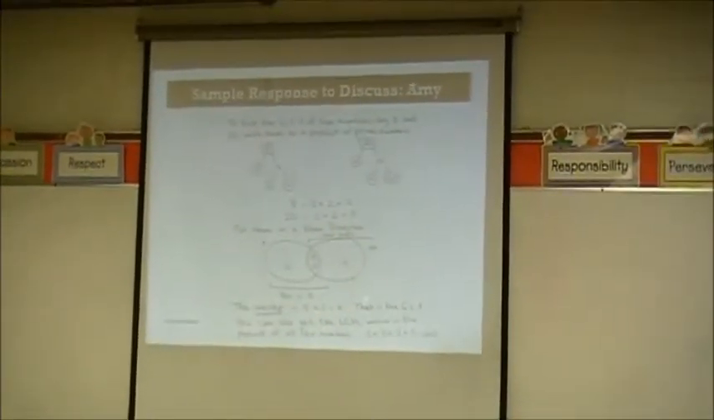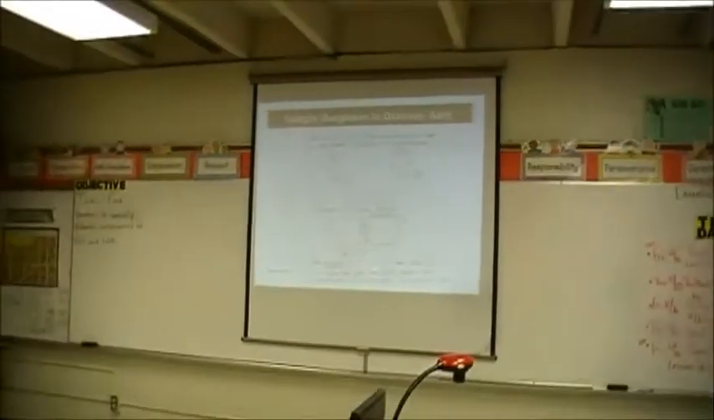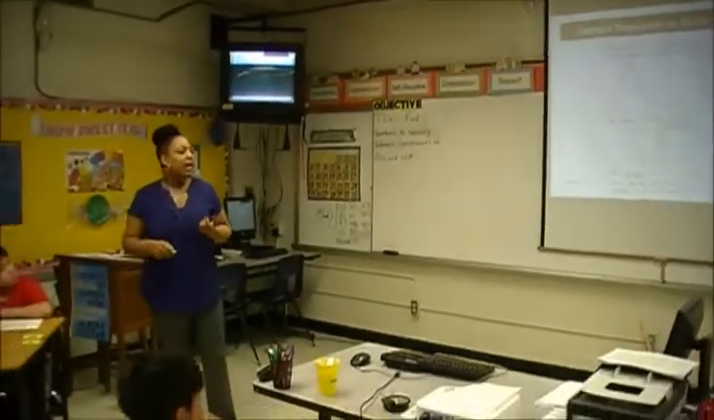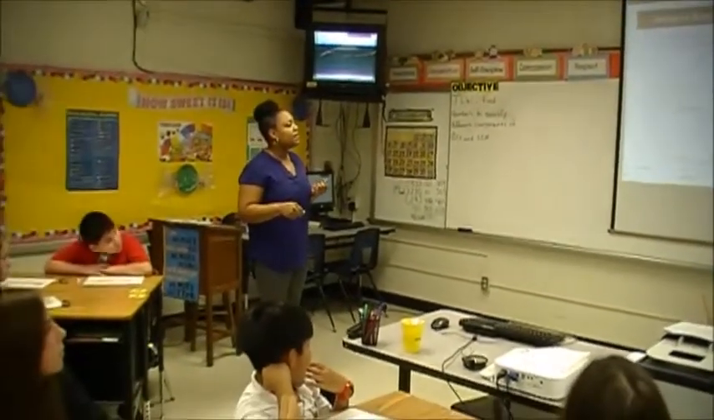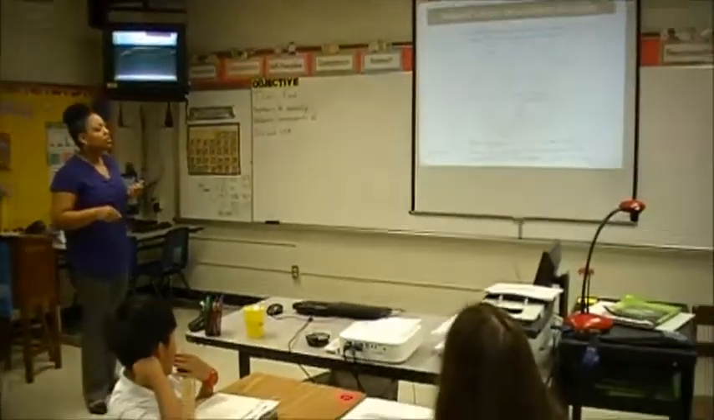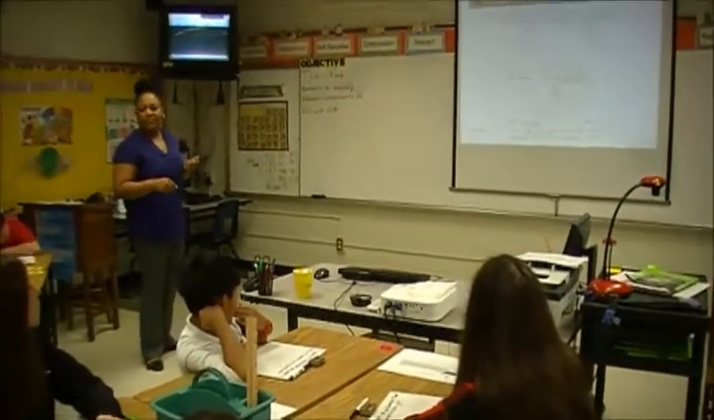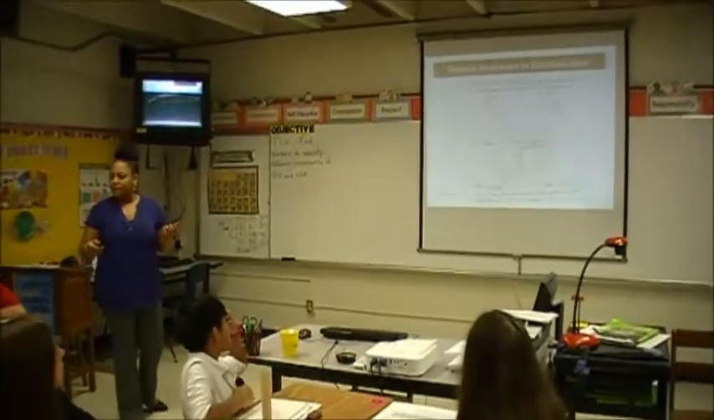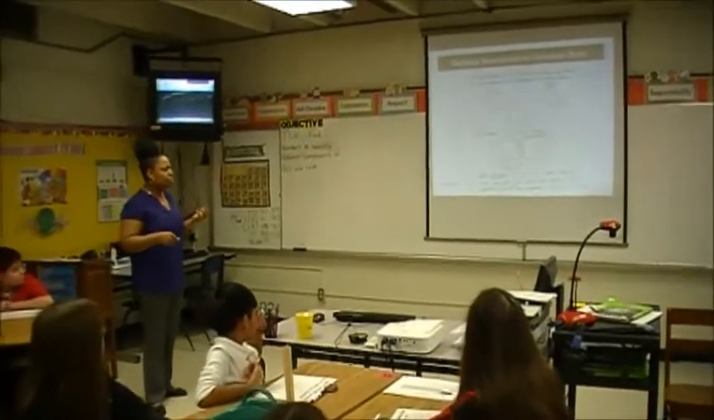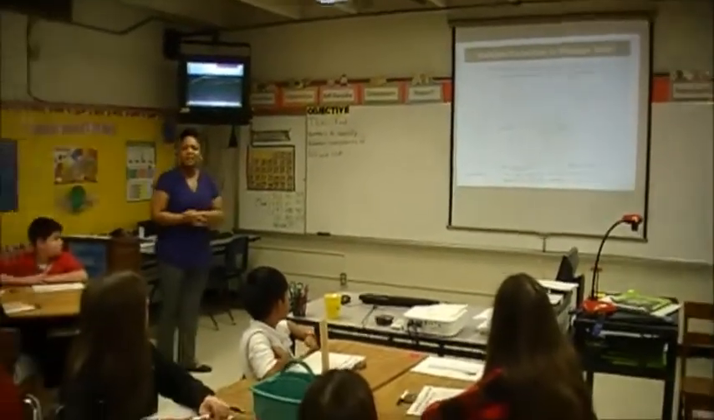And notice, not only did Amy show it, but she also explained it. Now, she says the LCM is 2 times 2 times 2 times 5, which is 40. Okay? How did she get 2 times 2 times 2 times 5?